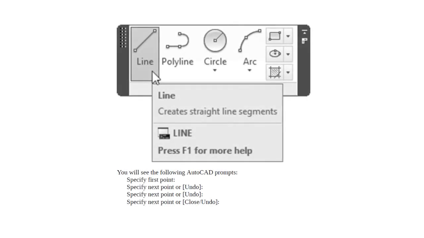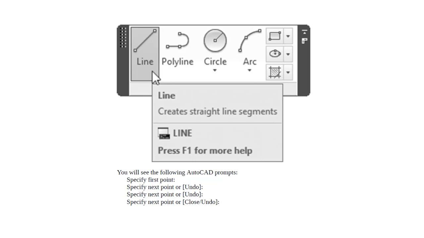Now, you can start to explore the drawing process. To begin a drawing, follow the steps. First, click the Line tool on the Home tab's Draw panel or type L and press the Enter key. You've just issued the Line command.